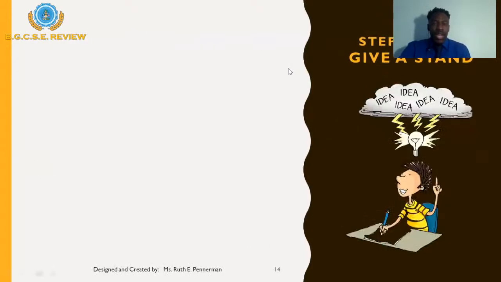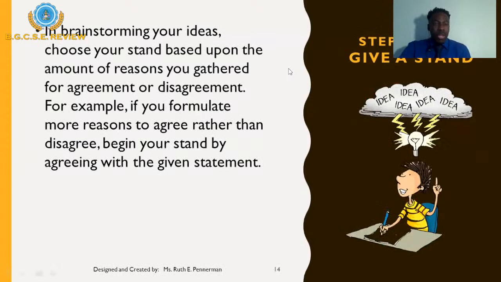So let's look and see. In brainstorming your ideas, we want to choose a stand based upon the amount of reasons you gathered for agreement or disagreement. For example, if you formulate more reasons to agree rather than disagree, begin your stand by agreeing with the given statement. And so this is connected to exactly what I wanted to share, some of those examination tips and nuggets. So have a look at it carefully.